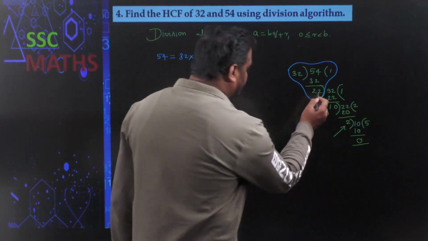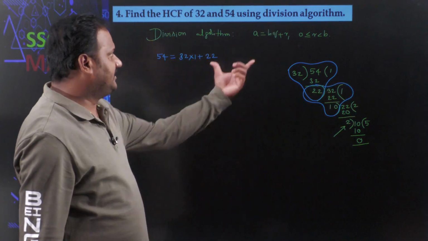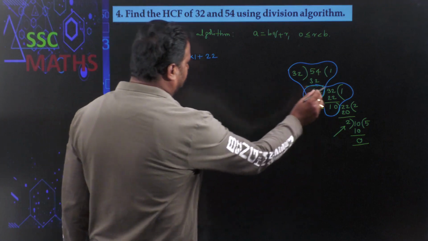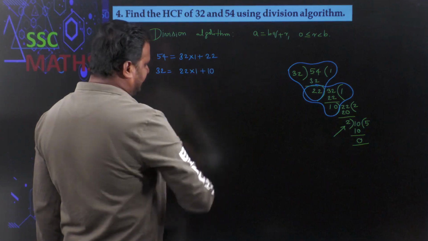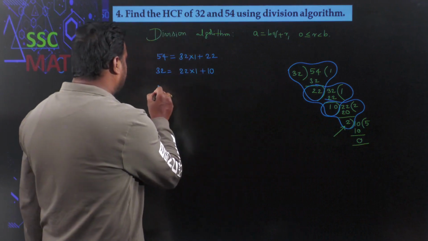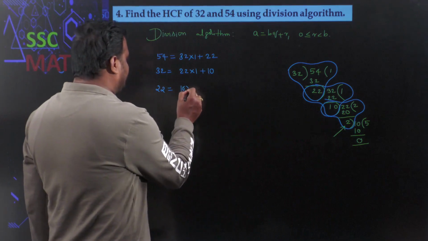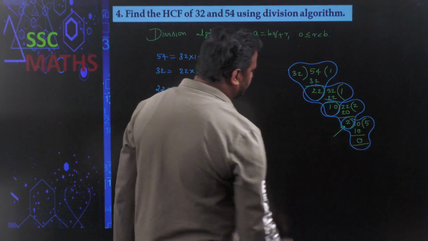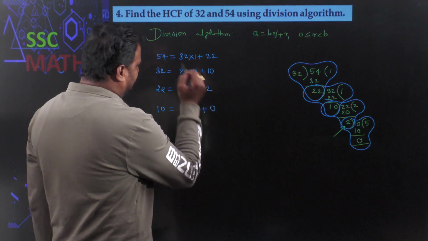And what is the second division performed here? This is the second division. Okay, so again write that second division in division algorithm form. What is it? 32 is equal to 22 into 1 plus 10. That is the second division. And coming to the third division, that is 22 is equal to 10 into 2 plus 2. 10 into 2 plus 2, that is the third division. And what is the last division here? This is the last division, that is 10 is equal to 2 times 5 plus 0, right?